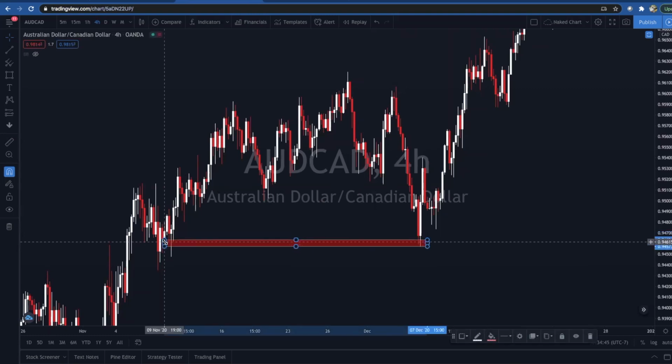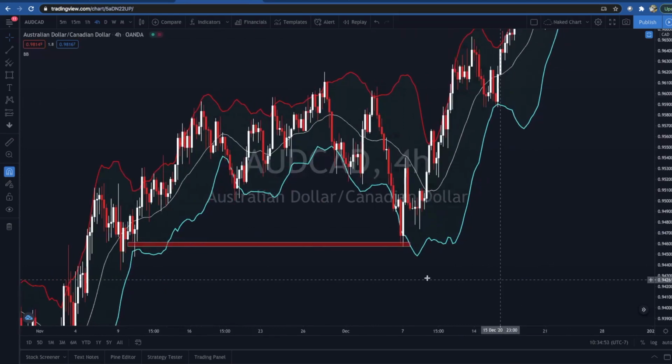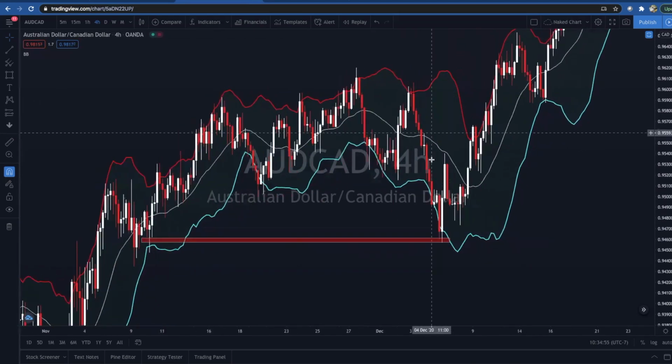After I've identified the area, the next thing I'm going to do is see if I have a Bollinger Band confirmation. So I'm going to add the Bollinger Band, and beautiful. You can see that price came down and closed outside the Bollinger Band. And what did I tell you? The opposite candle forms. The opposite candle starts to form.